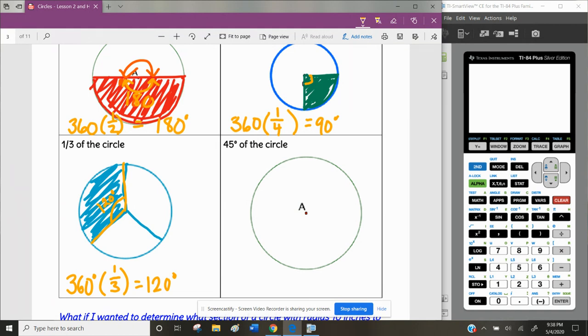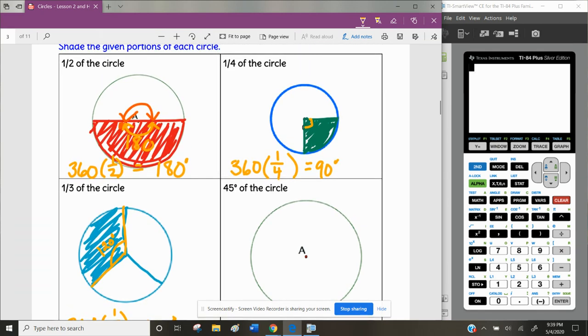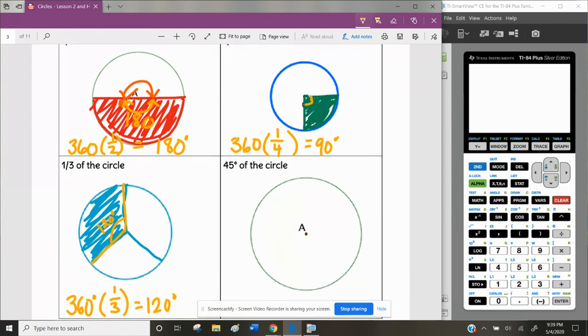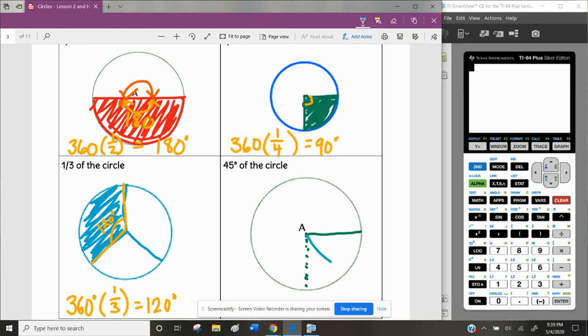Well, now what if I want 45 degrees? Okay, well, this is not a part of the circle, like 1 out of 8. We could translate it into that. But let's think about it. All right, a quarter of a circle rather was 90 degrees. Well, 45 degrees is half of 90. Okay, so I'm going to kind of sketch. I'm going to dash this little line here for my 45. There's a quarter, and I know that 45 degrees is half of 90. So I'm going to estimate half of that 90, and then that's the part I'm going to shade. Okay, so 45 degrees, right?